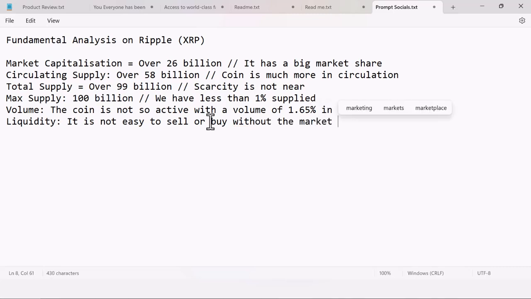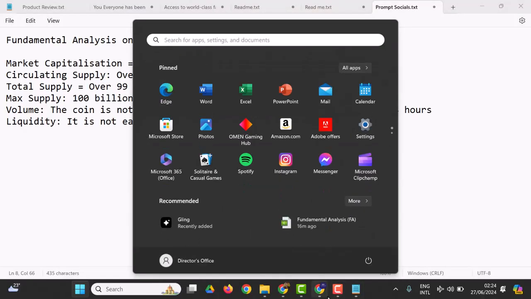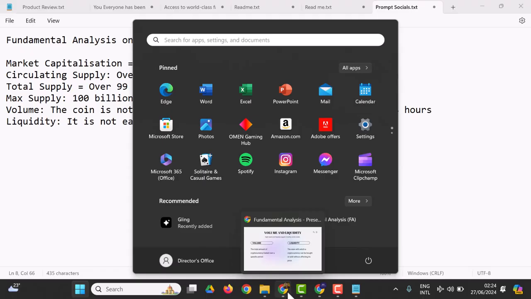What this tells you is that when people sell a lot, it's going to affect the price. The price goes down so low, and when people buy, it's going to affect the price as well. So that's just the liquidity part. So it's still a good coin to buy right now. It has prospects. Just have it like that.